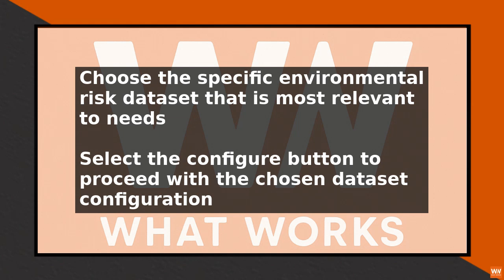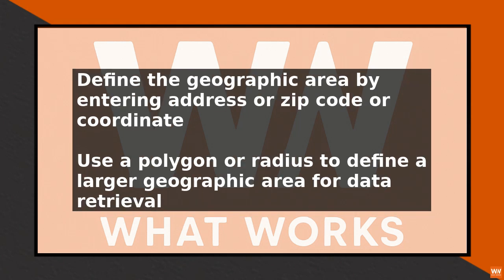Once you have defined the geographic area, you can configure the specific data fields you want to retrieve. For example, you may want to retrieve data on flood zones, including the flood zone designation and the distance to the nearest flood zone. You can also retrieve data on nearby industrial sites, including the type of industry and the distance to the site.